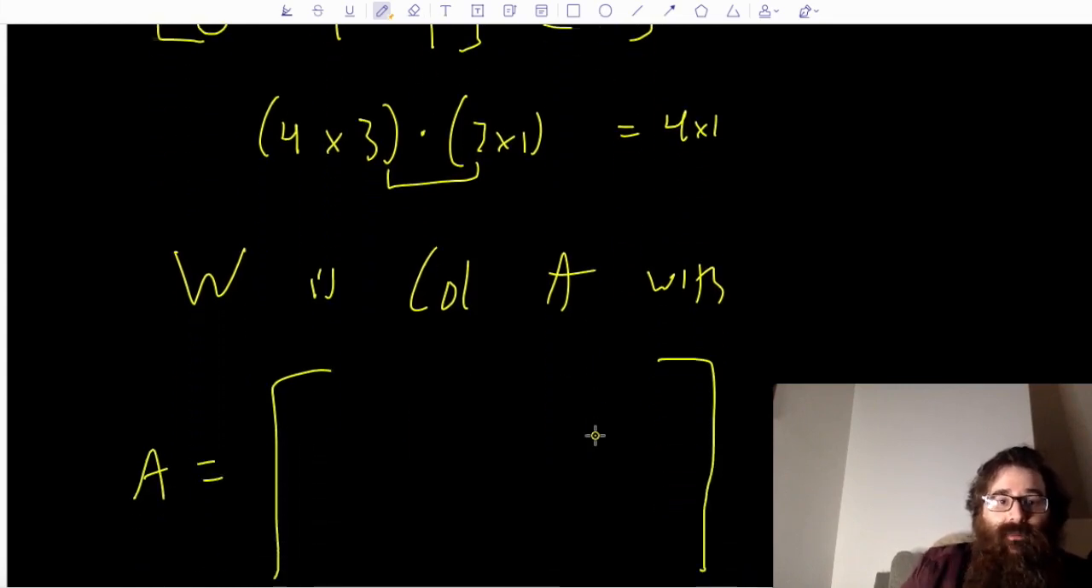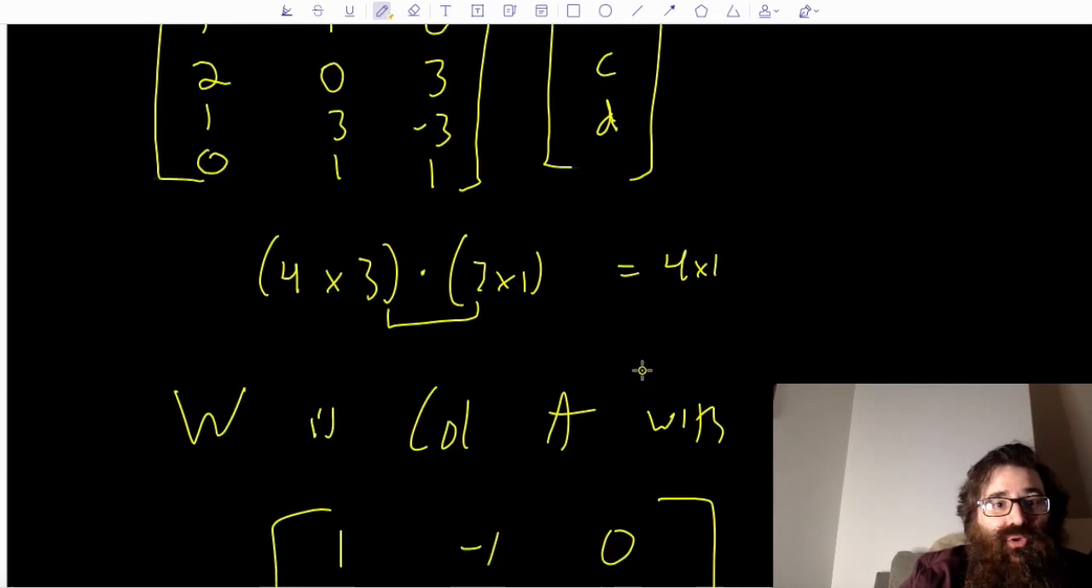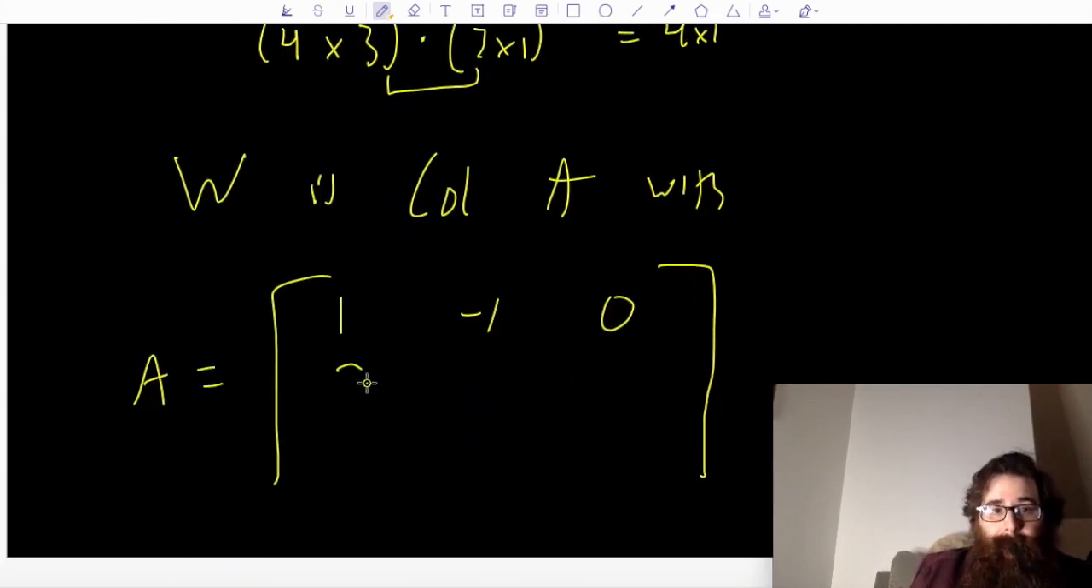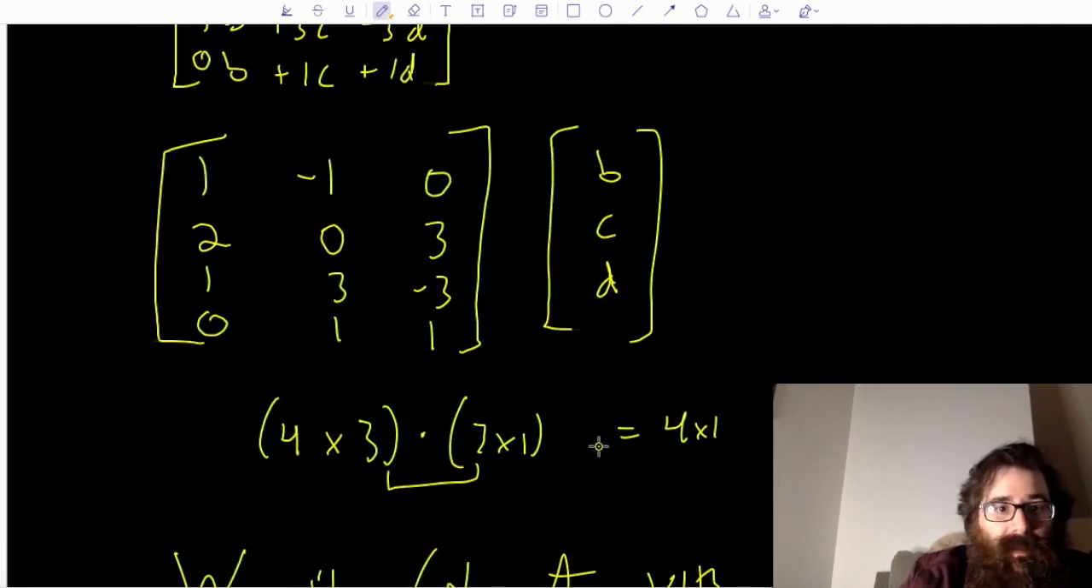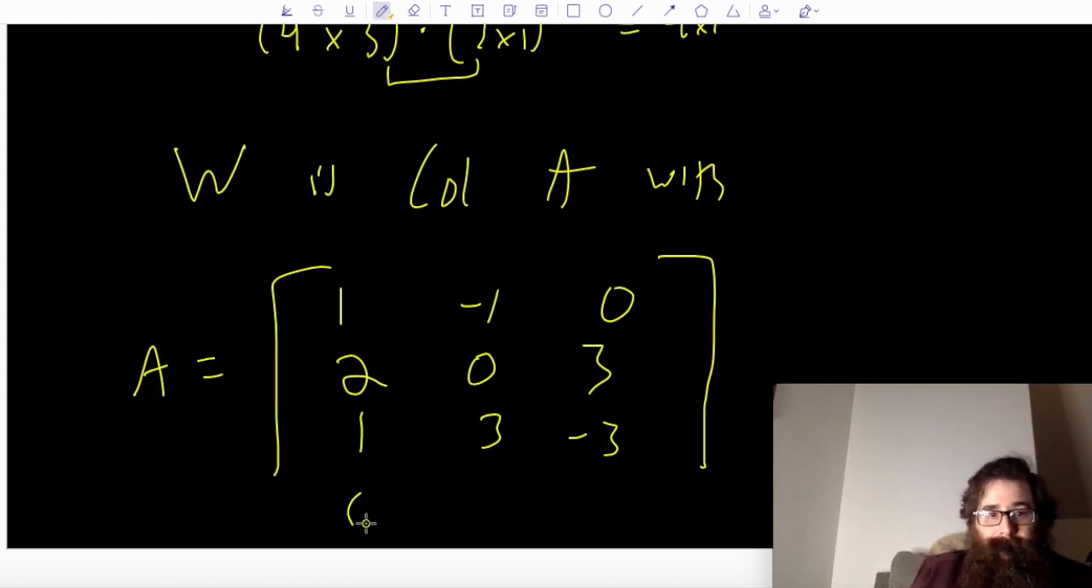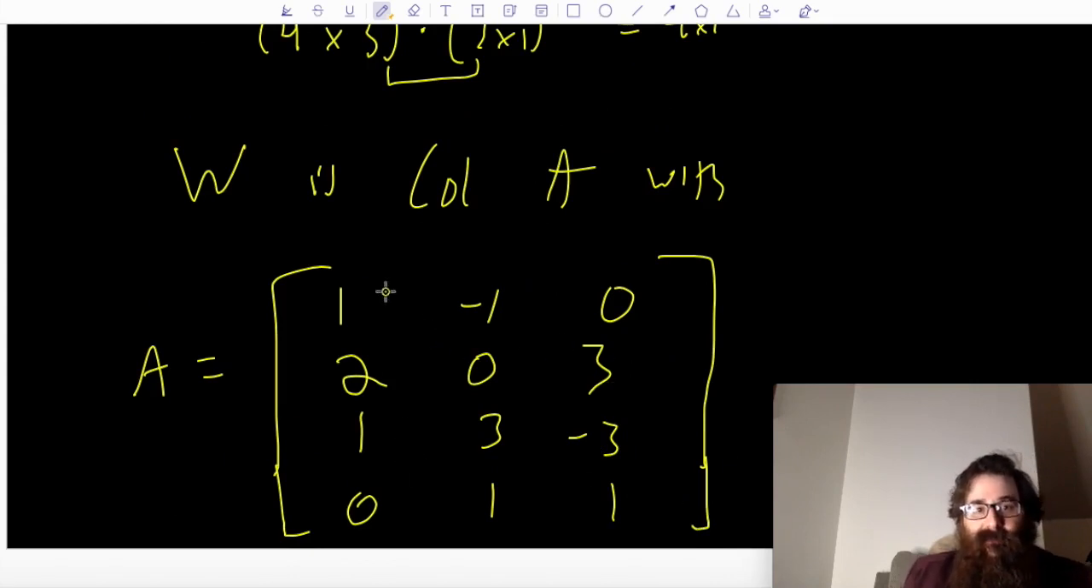1, negative 1, 0 for the first row. Well, we got 2, 0, 3. We got 1, 3, negative 3. And 0, 1, 1. So that's what we got. We got the column space of A, and this is our matrix A to describe it, just as we were asked to do.